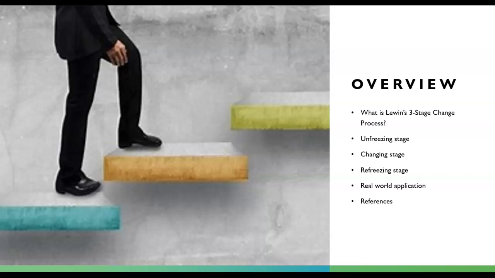So today I want to go over what Lewin's three-stage change process is, and then we will go into depth within those three stages. The first stage being the unfreezing stage, the second being the changing stage, and the third being the refreezing stage. After that, I'm going to go over how Lewin's three-step process is used in the real world.